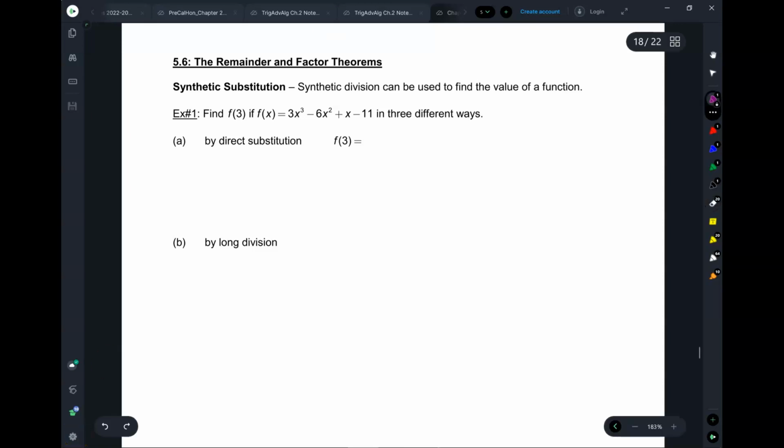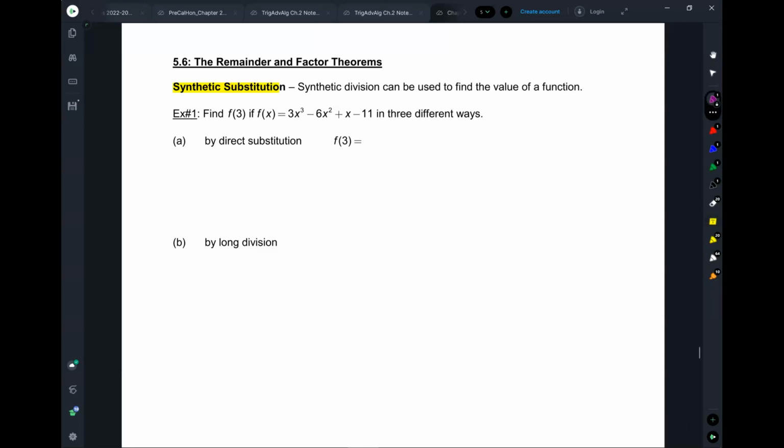Okay, so this is 5.6, and most of it is review with a little bit of new stuff. So first, we're going to review synthetic division, but modify it a little bit. We're going to talk about synthetic substitution, which says that you can use synthetic division to find the value of a function. What do we mean by that?